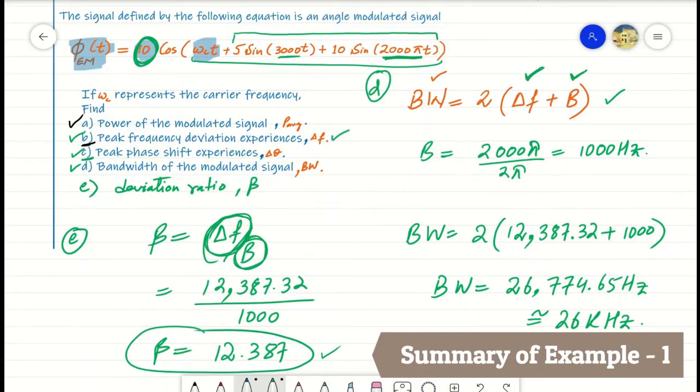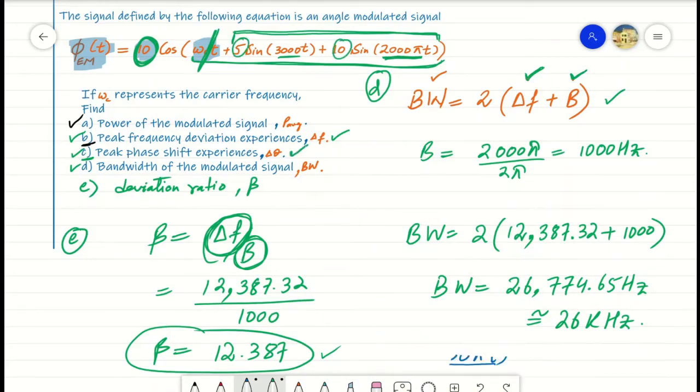Similarly, in part C, we were required to find the peak phase shift, where this part is the instantaneous phase. If we subtract the central phase, that is the running phase omega c t, we get the portion which represents the shifts in phase. And by computing its peak value, which was equal to 5 plus 10, we obtain the peak phase shift being experienced by this signal.